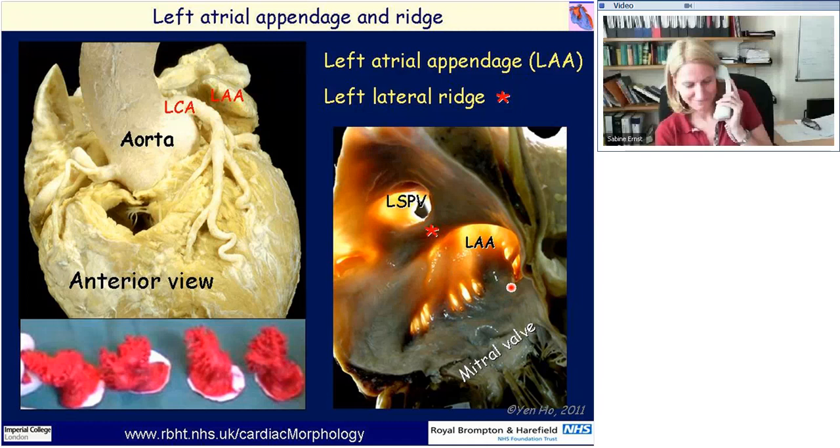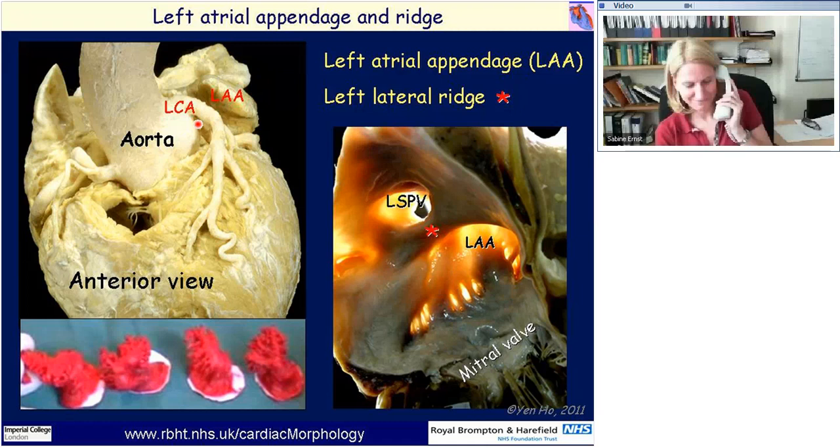The left atrial appendage itself varies in morphology, generally finger-like in shape, as you see here. Sometimes that finger can point forwards over the pulmonary trunk or over the left coronary main stem. Sometimes it can point backwards. Sometimes it is shorter, sometimes longer, and so on and so forth.